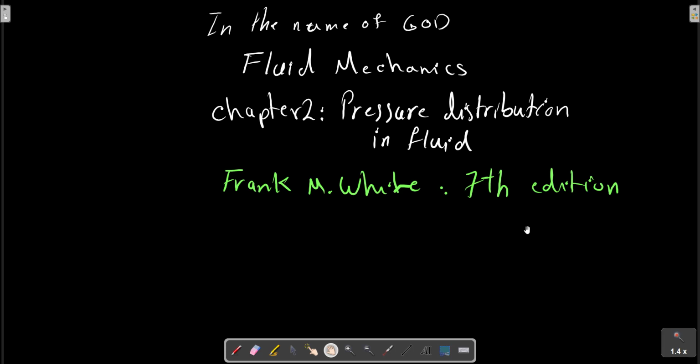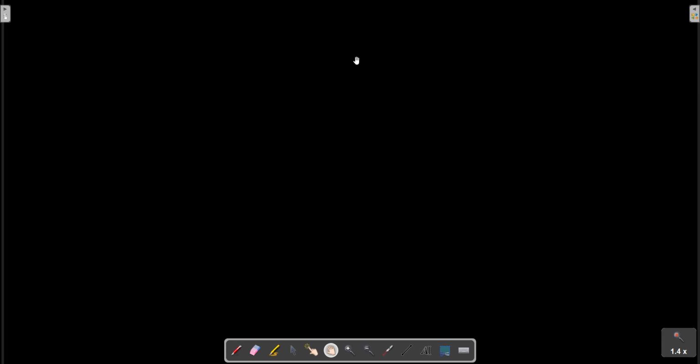White, 7th edition. As we described before, many fluids problems do not involve motion. They concern the pressure distribution in a static fluid and its effect on solid surfaces and on floating and submerged bodies.